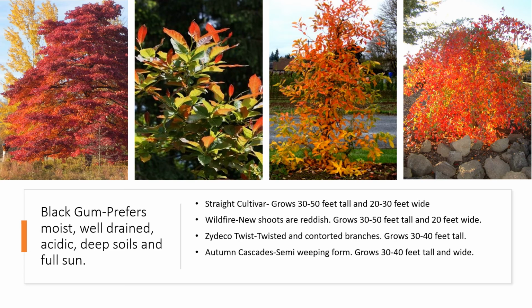Black gum is another one of those nice natives that we have that has a nice fall color. It does produce a tiny little fruit. It's not really a messy fruit, so just put that out there. This is sometimes also called Tupelo, so just keep that in mind. It does prefer moist, well-drained, acidic, deep soils and full sun. If you give this rich soil with some water, it'll grow pretty quickly. The straight cultivar grows about 30 to 50 feet tall and about 20 to 30 feet wide.